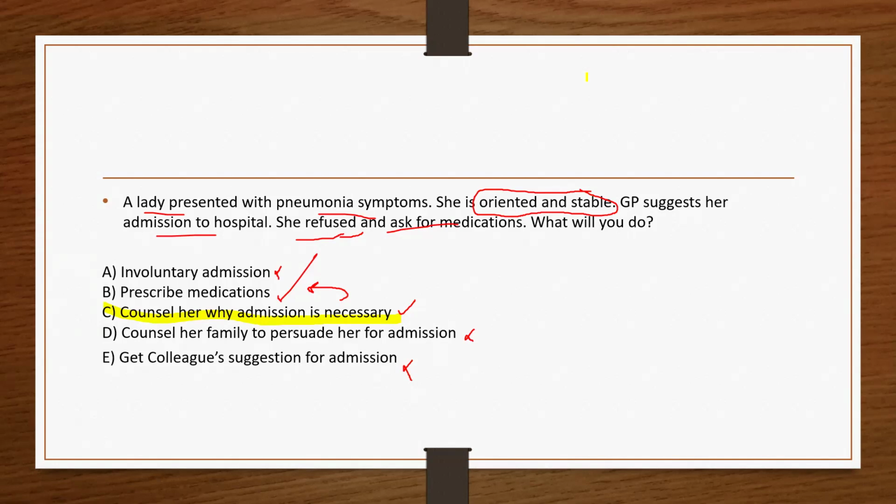For confidentiality, Dr. Asma, no, you are not going to tell the family if the patient tells you not to tell. If the patient is conscious, competent, and tells you not to tell the family, you are not going to tell the family.